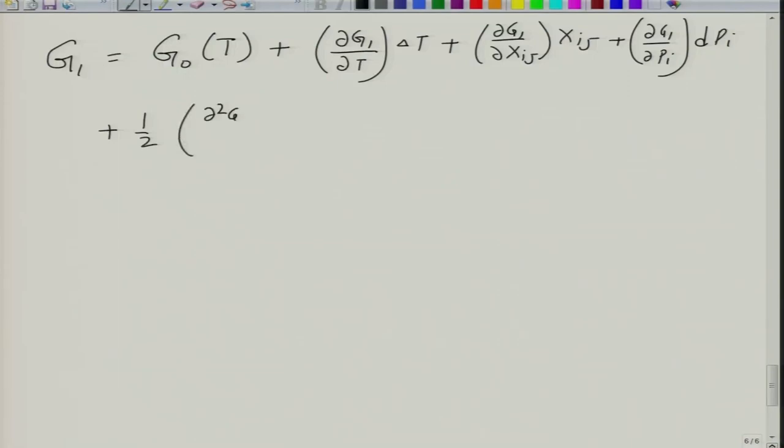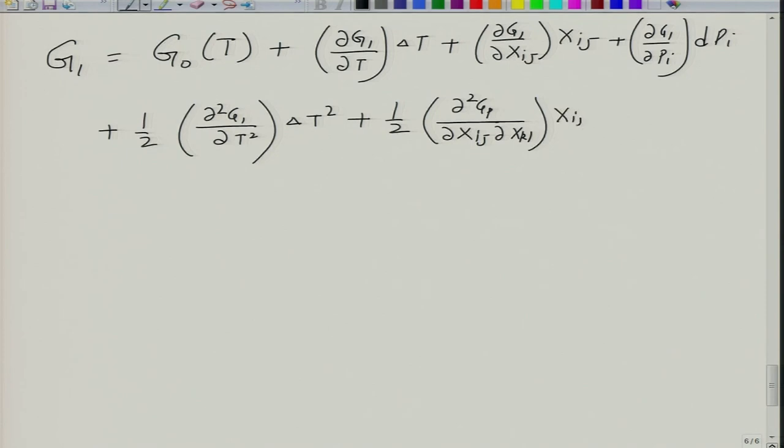So far we did not consider the second order terms, but we need to do the second order terms, which is nothing but Taylor expansion. So the second order terms are 1/2 ∂²G1/∂T² into ΔT², plus 1/2 ∂²G1/∂Xij∂Xkl into Xij into Xkl, plus 1/2 ∂²G1/∂Pi∂Pj into Pi into Pj. So this is the second order term for temperature, stress and polarization.